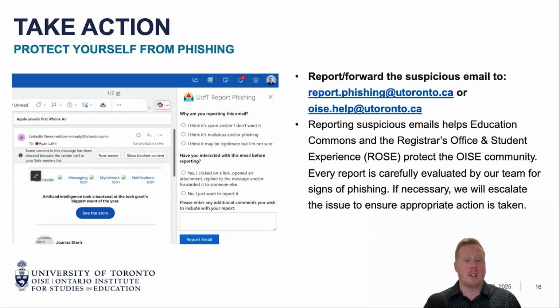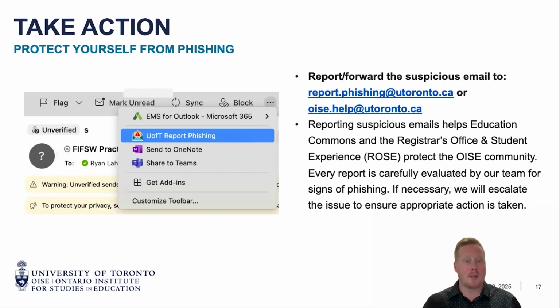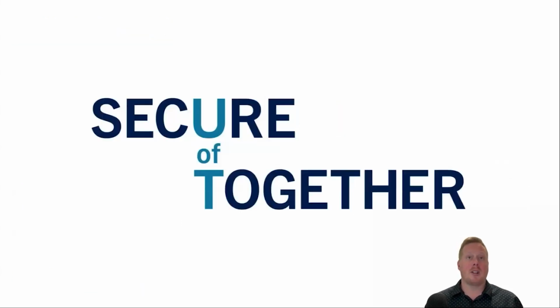And you can also use the report phishing buttons that are available in Outlook. If you're using Outlook in your web browser, you'll see in the picture up here beside me, there is a U of T report phishing button. If you're using the desktop version of Outlook, you will also see a report phishing at U of T button available to you. And lastly, make sure, as always, you reach out to Education Commons or the Rose Office directly if you have any questions about phishing emails and how to protect yourself.